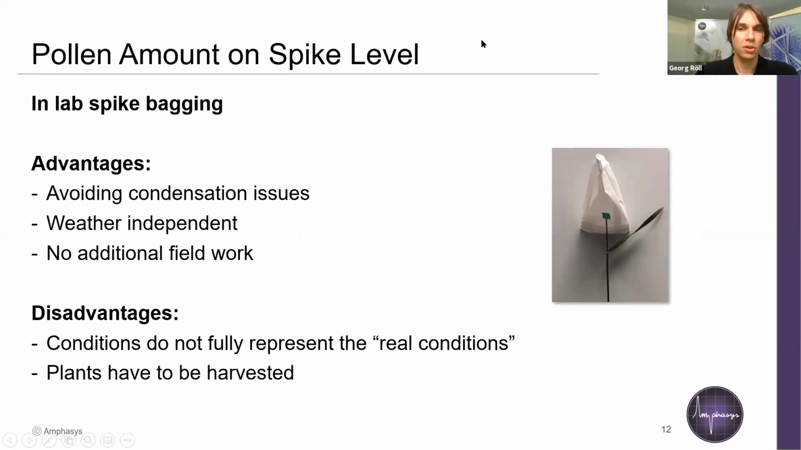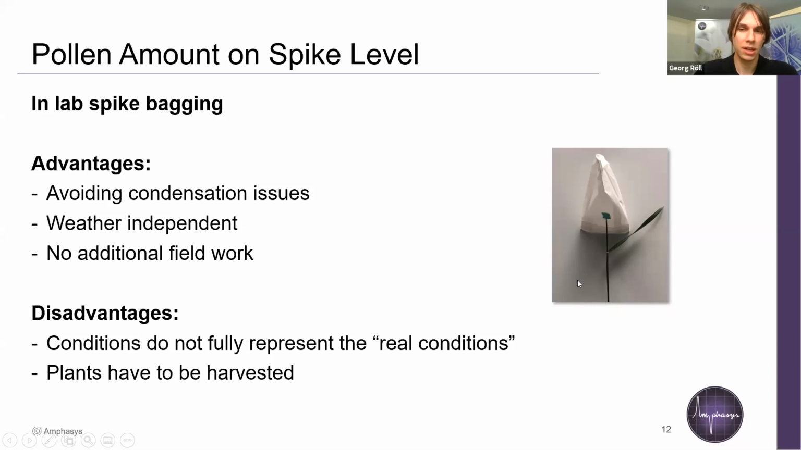So then we thought about, okay, how can we put the spike bagging method in a more controlled environment. So we cut off the spikes and the stem, or at least the stem with the spike, and then we put it indoors, so basically in the lab. Then we inserted the spike in the bag, and we let the pollen shed indoors. So we had the advantage there that we can avoid these condensation issues. We are not weather dependent, and we also don't have to go to the field again to remove the bags and these kinds of things.